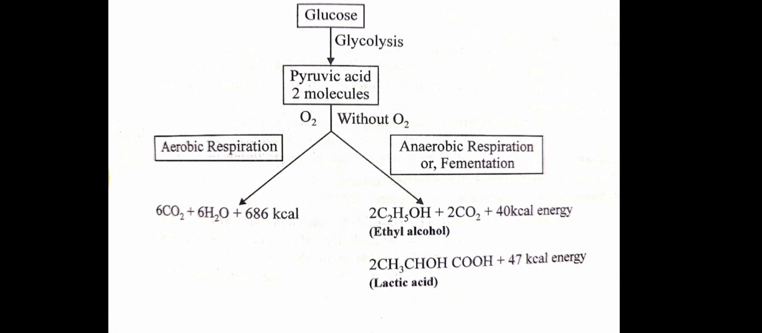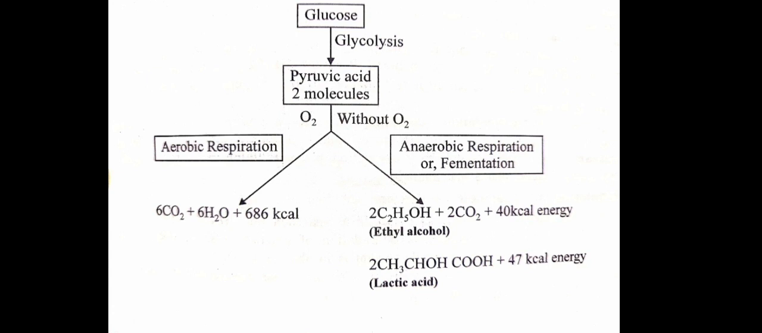In case of anaerobic respiration, either ethyl alcohol fermentation or lactic acid fermentation will occur. In case of aerobic respiration, the whole food is broken down to form carbon dioxide, water and energy. And then the link reaction, where acetyl coenzyme A is formed. Then the process of Krebs cycle.